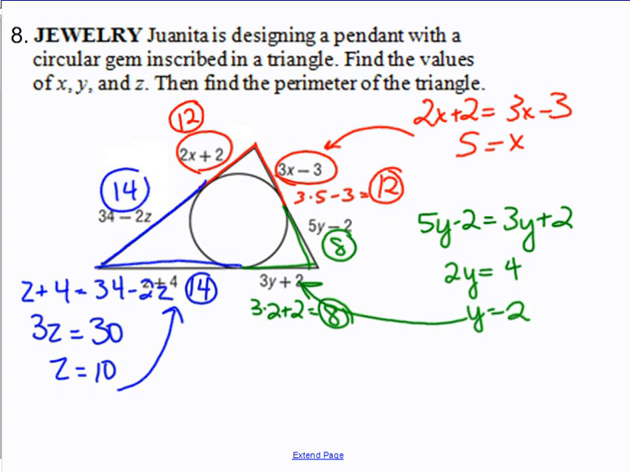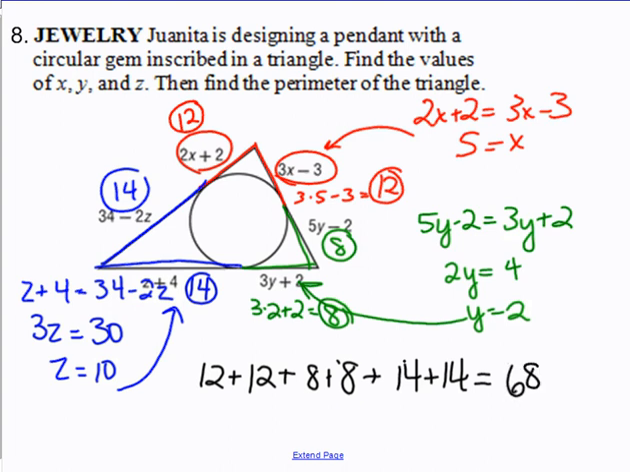So now what we do is we just add them all up to get the perimeter. So we've got 12 plus 12 plus 8 plus 8 plus 14 plus 14. And that all adds up to 68. So we have the perimeter.